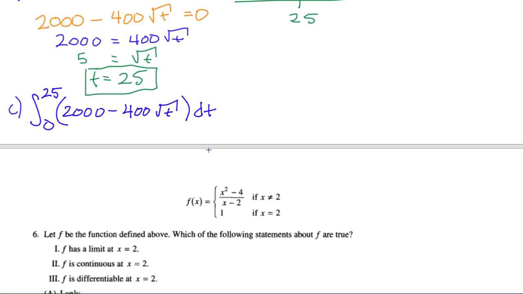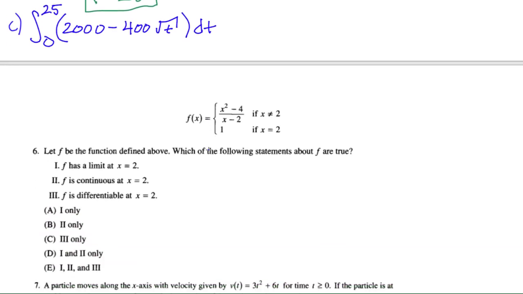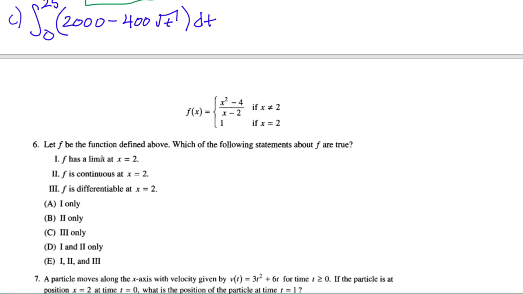All right, so let f be the function defined above. Which of the following statements about f are true? We're looking for true things. F has a limit. Well, that means the double-sided limit exists. So I don't care what happens at 2. This is what happens at 2. It just says that from the left and from the right, this approaches the same height.